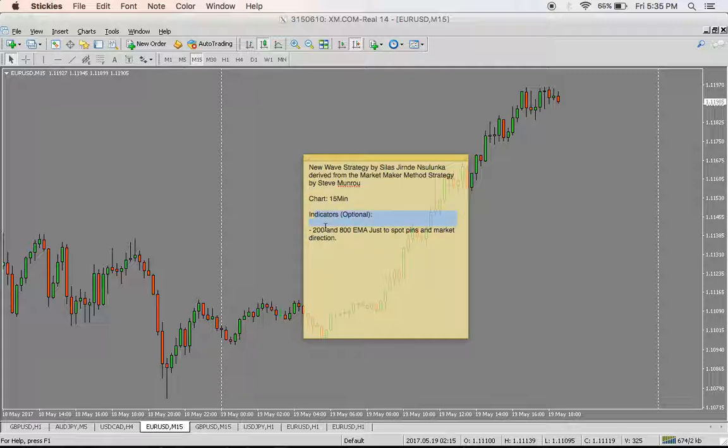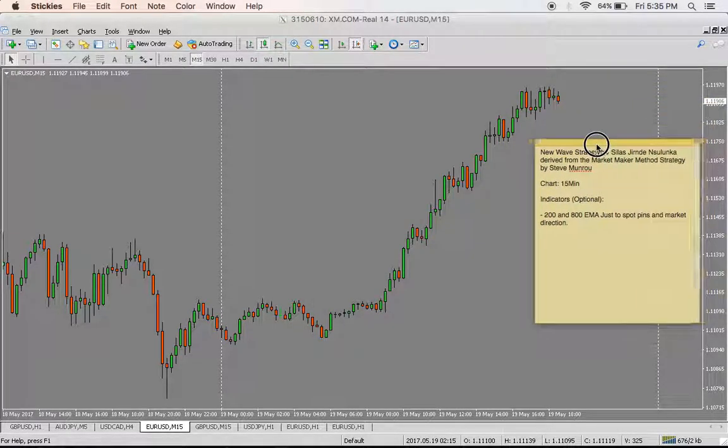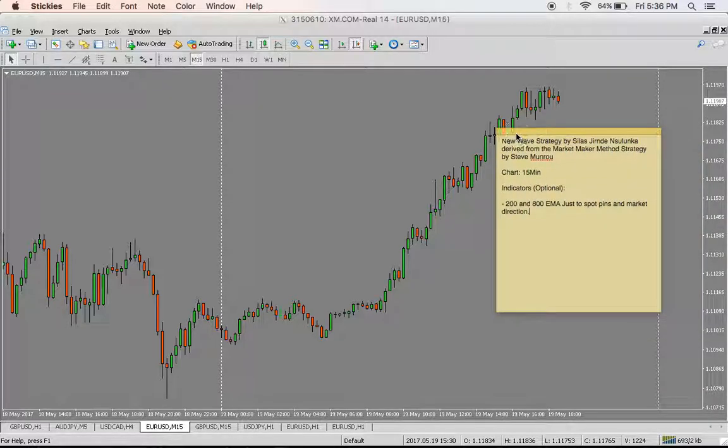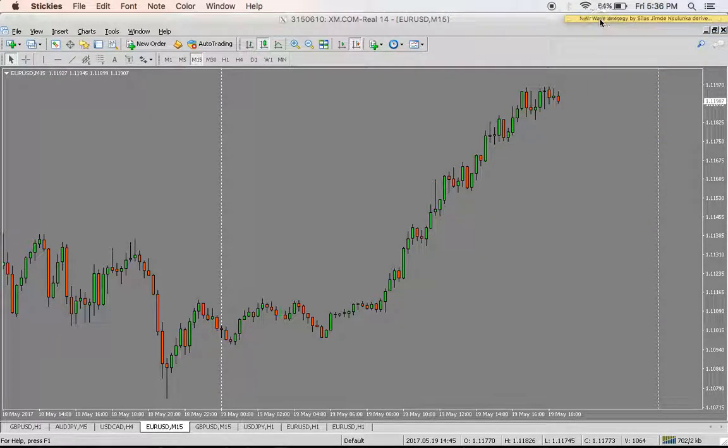the indicators that we'll use are the 200 exponential moving average as well as the 800 period exponential moving average. We're not really trading these moving averages, nor using them to detect our entries or exits. We're just using them to spot the pins in the market and also the overall direction. So basically these two moving averages just help us discover the main direction of the market, right?